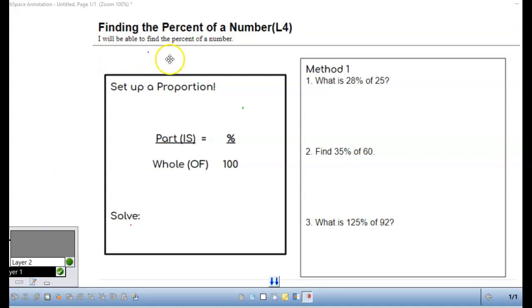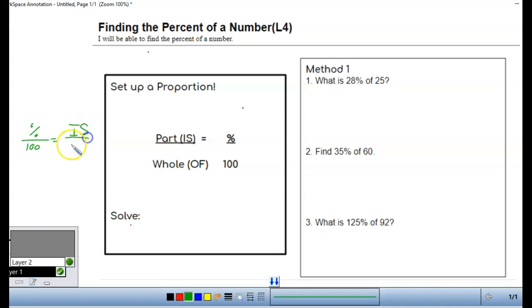It starts with the part up top and the whole down here. Now it says is and of because a lot of times in stories, it's going to have the words is and of right before that number. And then over here is going to be the percent over 100, because percents are always out of 100. You can also write it with the percent over here, 100, and the is and the of.